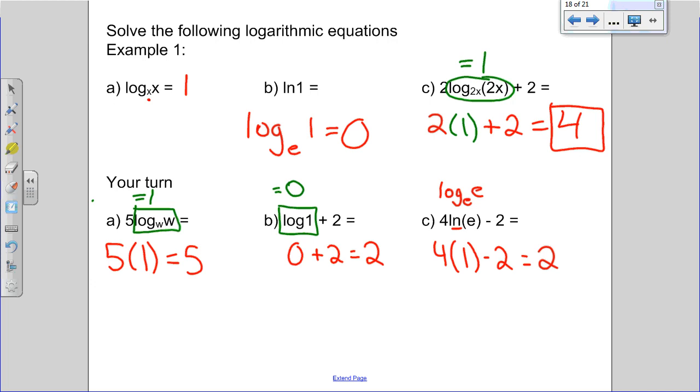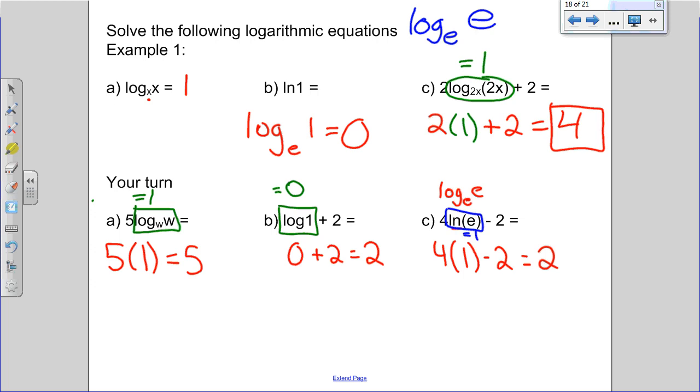The last one's the trickiest one because it uses the natural log, which is ln. Remember that ln means log base e. So that thing is just a log with base e of e. You have the same base and same argument. This thing equals 1. So you have 4 times 1 minus 2.